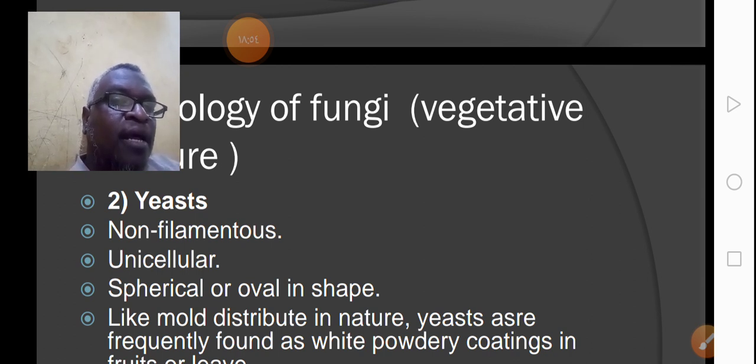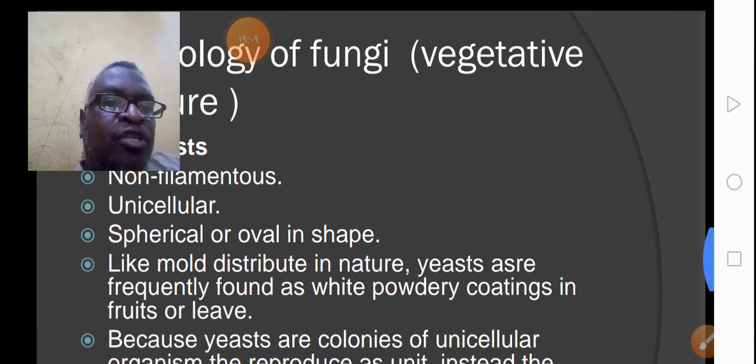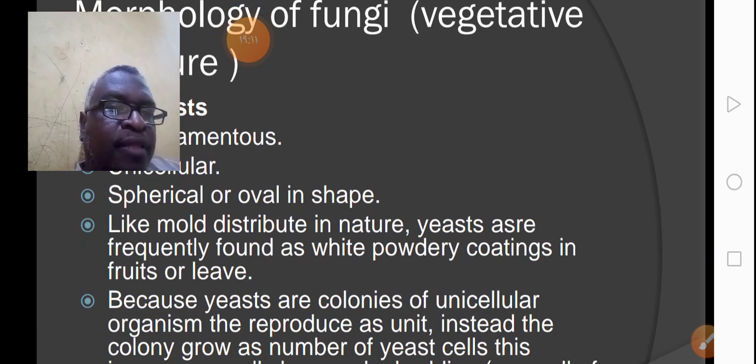Yeast is mainly similar to bacteria in morphology. When we grow these microorganisms, most of them are white creamy in color, non-filamentous, unicellular, and spherical or oval in shape. Sometimes we find them elongated, distributed in nature. Yeasts are sometimes microflora in our body, for example Candida or Malassezia.